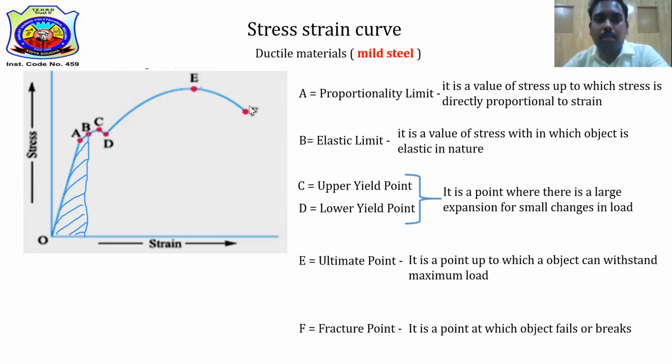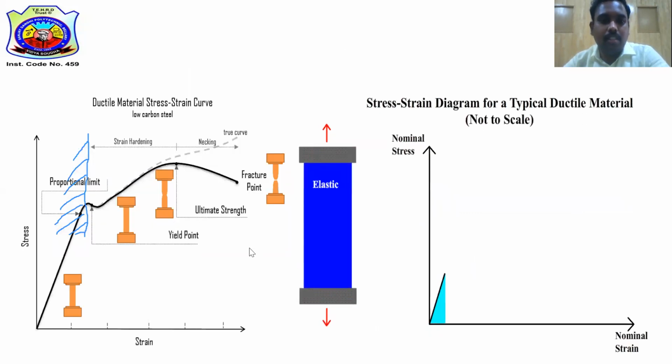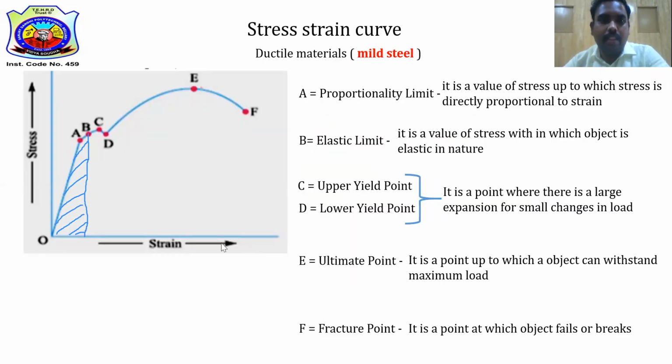These are the different parameters. It's very important to understand and remember the order of these points. That is, first is the proportional limit, then the elastic limit, upper yield point, lower yield point, ultimate point, then fracture point. Students, there are many parameters that come in a stress strain diagram. As I said, this is the elastic range.